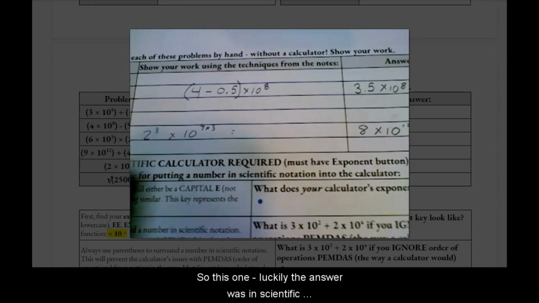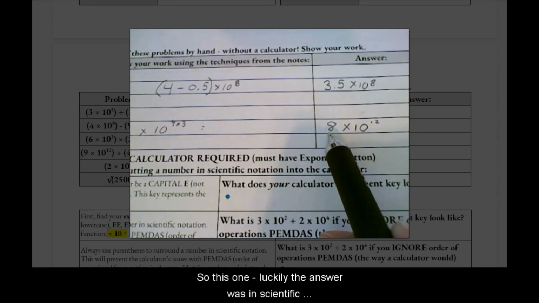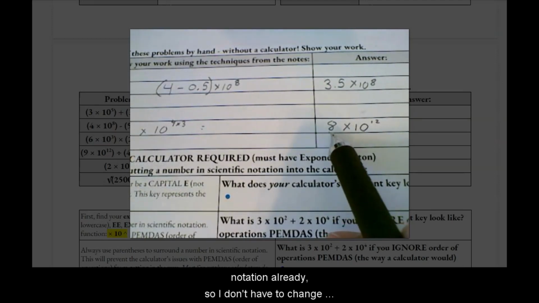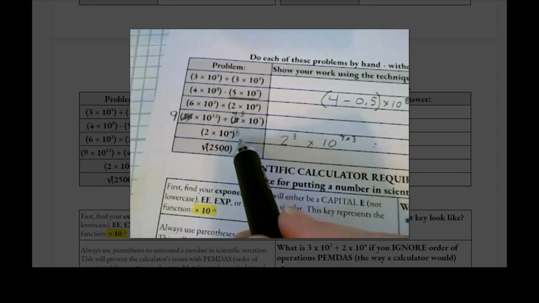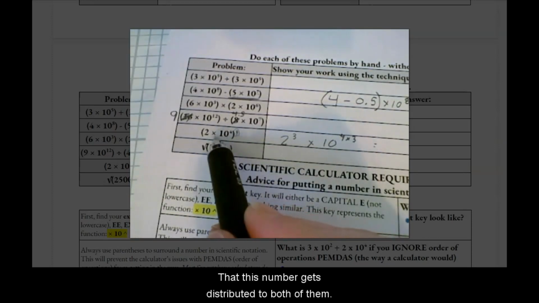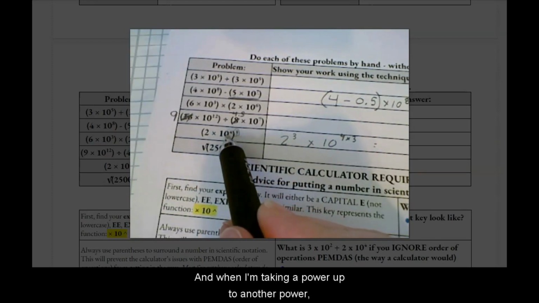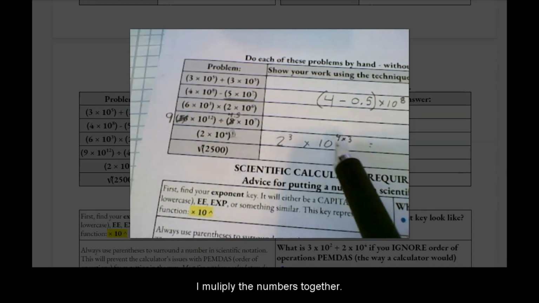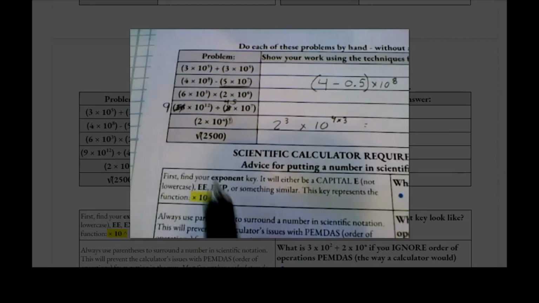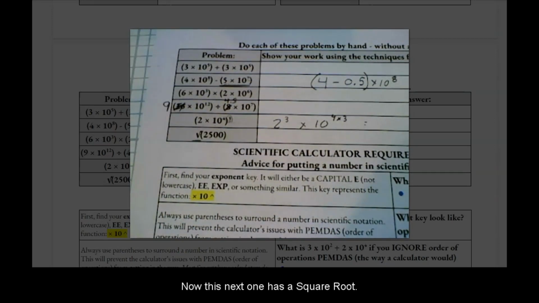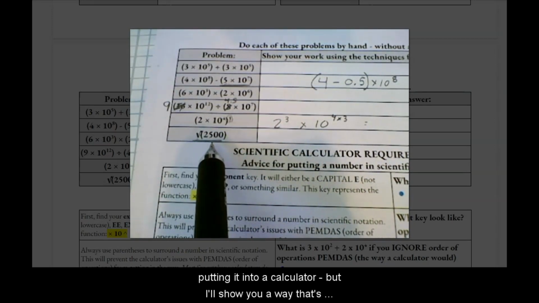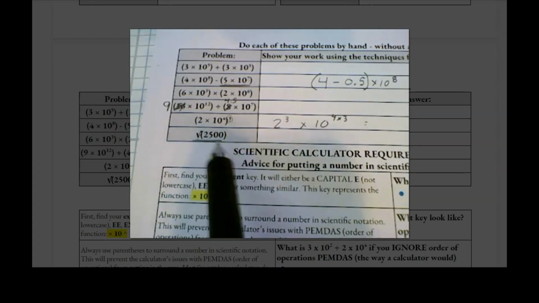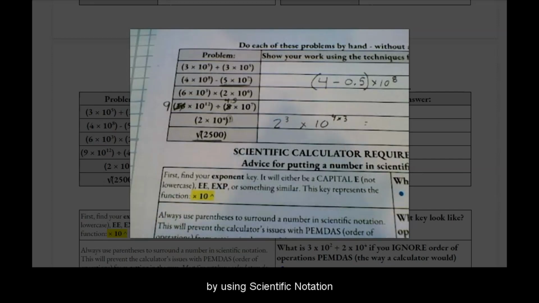Okay, so this one, luckily the answer was in scientific notation already, so I don't have to change anything. But here I made sure to remember that this number gets distributed to both of them, and when I'm taking a power up to another power, I multiply the numbers together. Now this next one has a square root, and normally you could just solve this by putting it into a calculator, but I'll show you a way that's actually easier by using scientific notation.